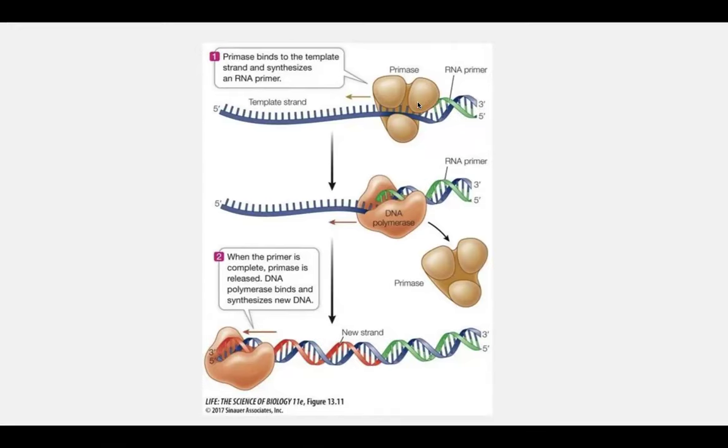Once the RNA primer is completed, primase is released. This is just a starting point so that DNA polymerase can identify that primer and then know that it has to replicate the DNA. So once that primer is complete, primase is released, and then DNA polymerase is able to bind and synthesize new DNA starting off of that primer.